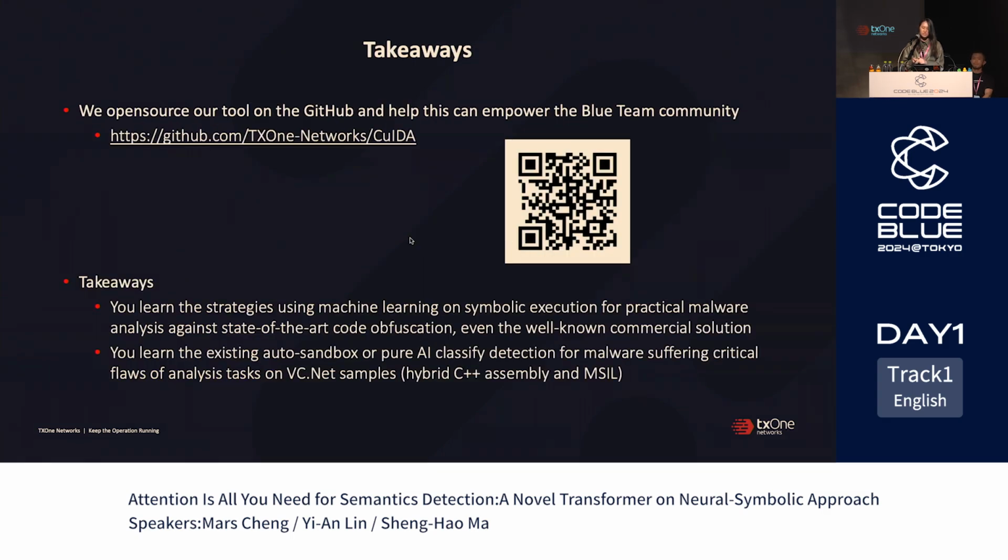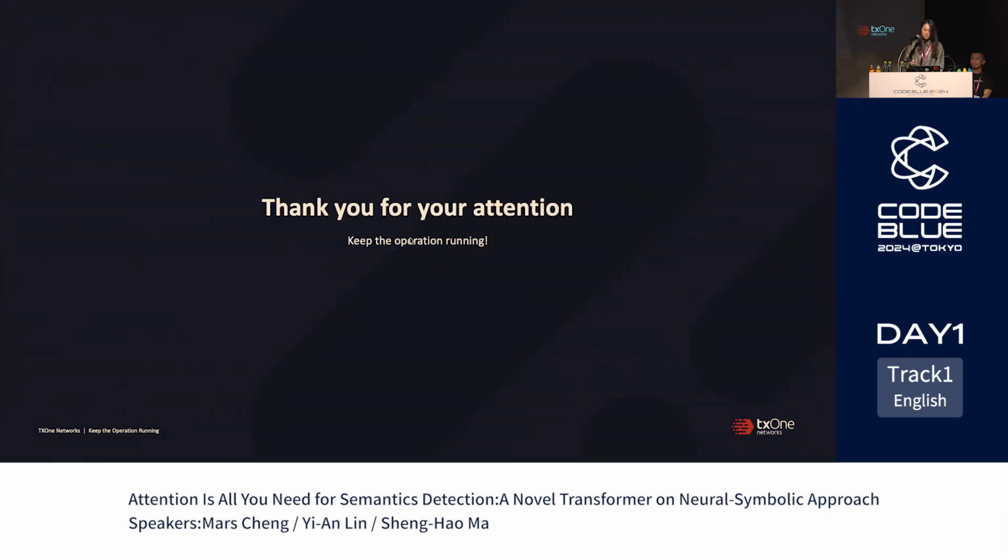And at the end of this talk, we will open source our tool and put it on GitHub, hoping to empower the Blue Team community. For takeaways, we hope that after this talk, the audience will learn strategies for using machine learning on symbolic execution for practical malware analysis against code obfuscation, even with well-known commercial solutions. And we also hope the audience can understand the flaws of auto sandbox and AI classification detection when analyzing those VC.NET samples.